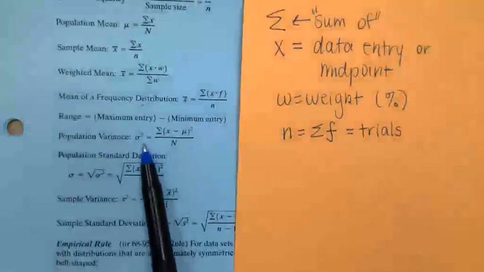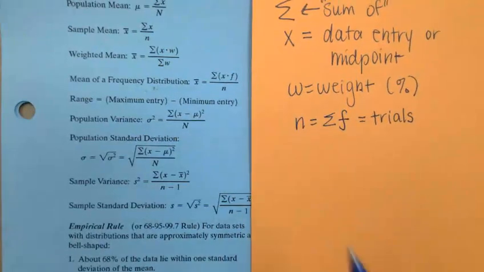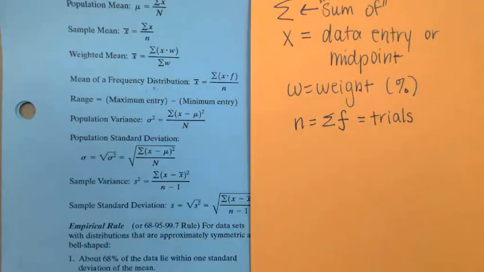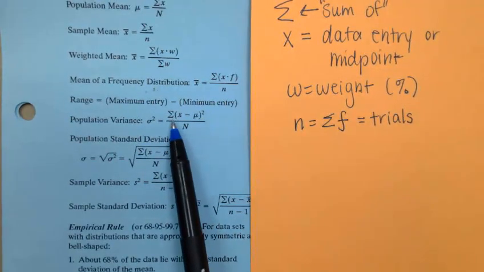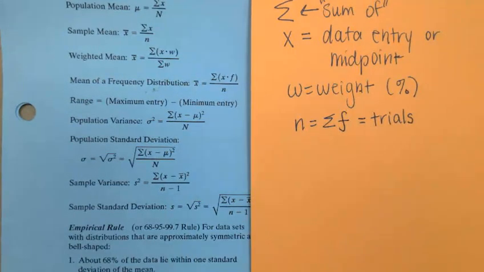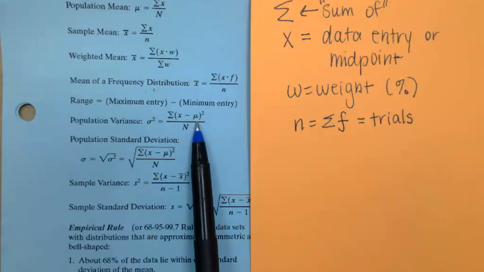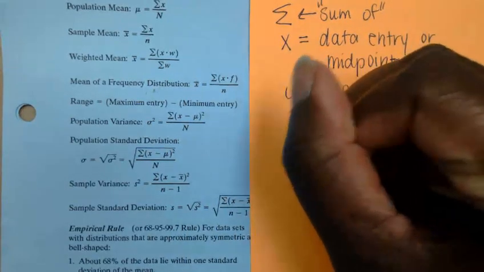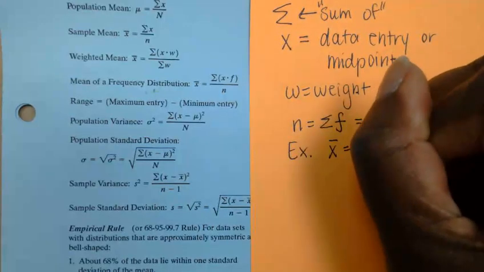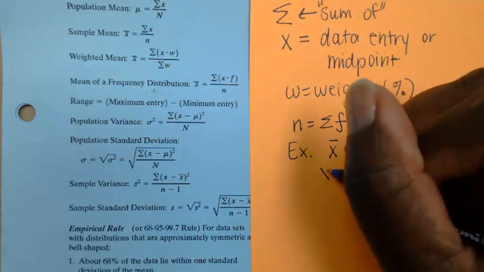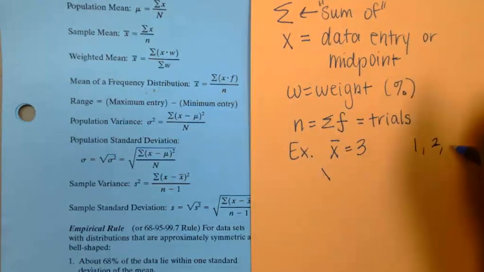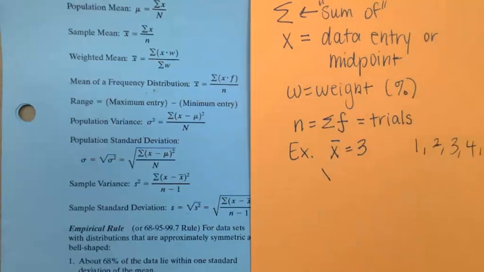All right, population variance. Notice it has a square here. So that's population variance, that's sample variance. Those squares mean we're dealing with variance. This means we're going to have to take our x value minus our mean and square. So each data entry minus your mean. So for example, if we have a mean of 3 and our data set is 1, 2, 3, 4, 5.